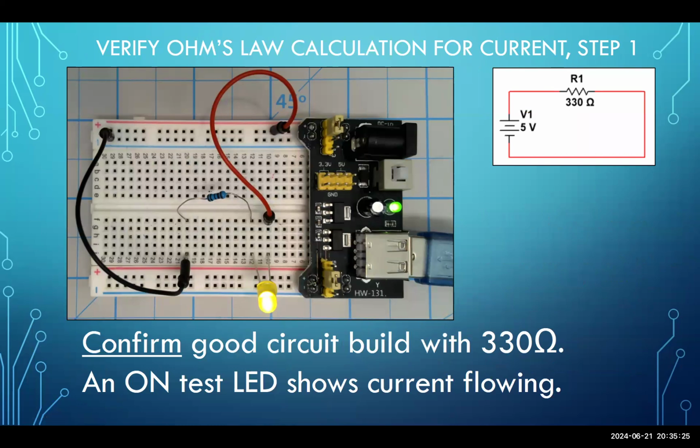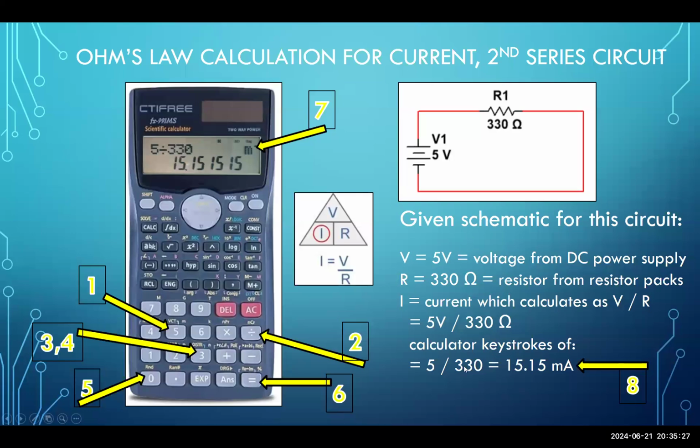Here, okay. It calculates 5 divided by 330, which works out to be 15.15 milliamps. So on any calculator, step number 1, you take your 5 volts and then step number 2 is divide. What are you dividing by? 330. So you hit 3 one time, you hit 3 again, and then you hit the 0, and you get the 330 on the display. So 5 divided by 330.